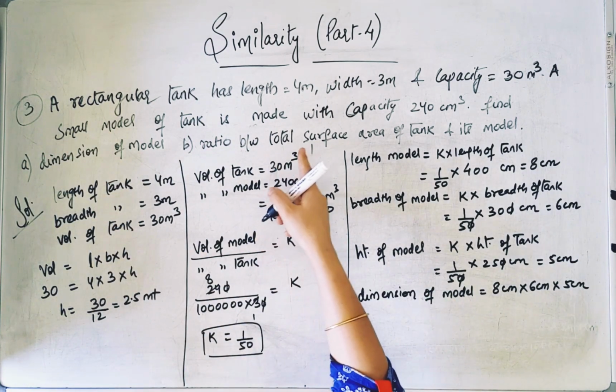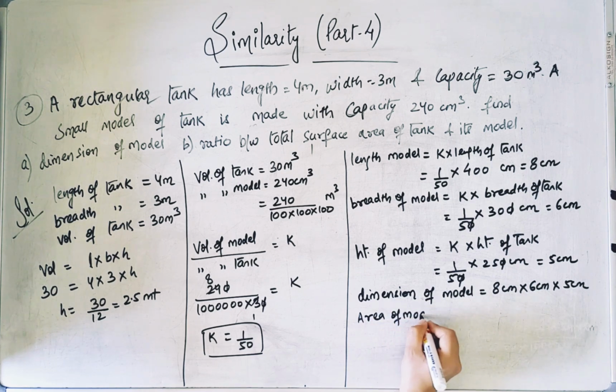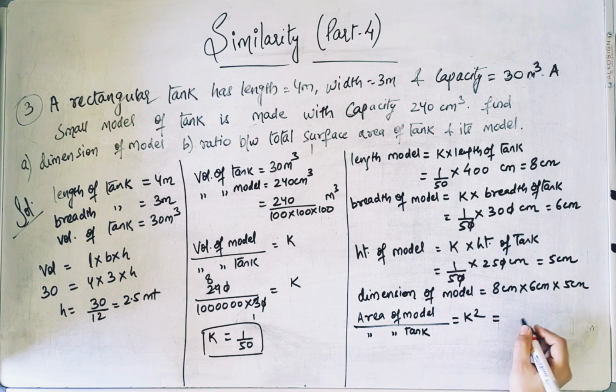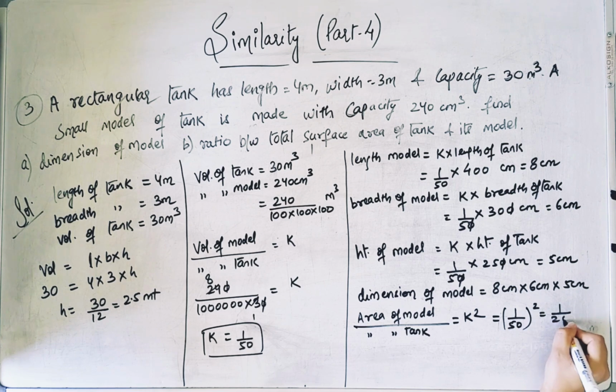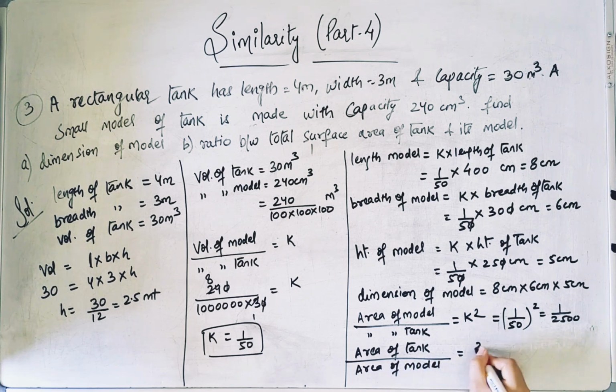Now what they are saying, ratio of total surface area of tank upon area of model. We know formula, that is area of model. We have studied what? Area of model by area of tank. तो ये होता है K square. K is what? 1 by 50. So 1 by 50 squared will be what? 1 by 2500. But since in question it has been asked, we have to calculate area of tank by area of model. So the answer will be 2500 is to 1.